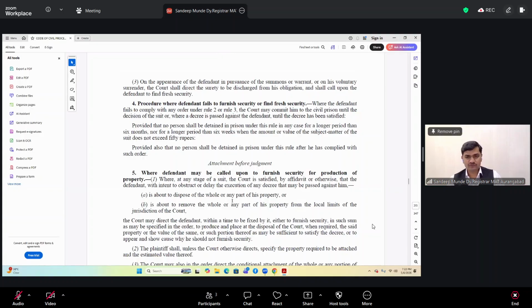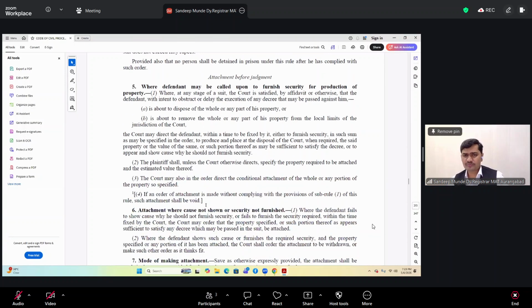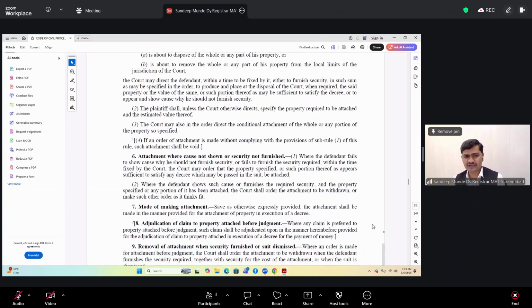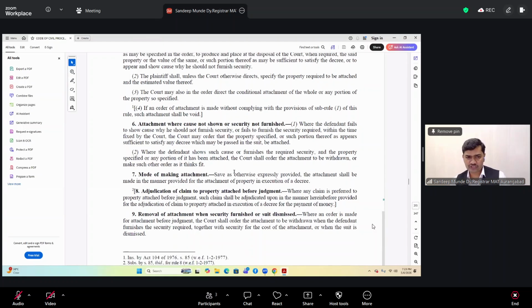From rule 5, it deals with regards to the attachment before judgment, where the defendant may be called upon to furnish the security for production of the property, and if the defendant is about to dispose of the whole or any part of his property, or is about to remove the whole or any part of his property from the local limits of the jurisdiction of the court, then in such contingencies, the court may ask that the property of the defendant be attached. Attachment where cause not shown or the security not furnished.